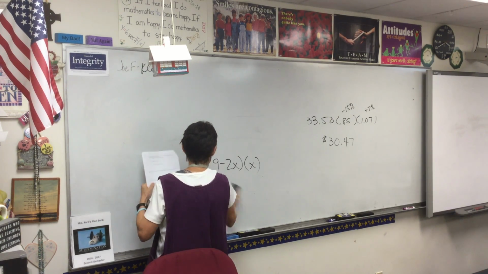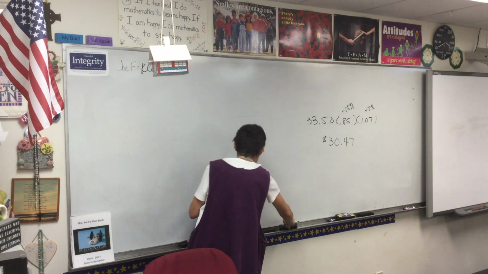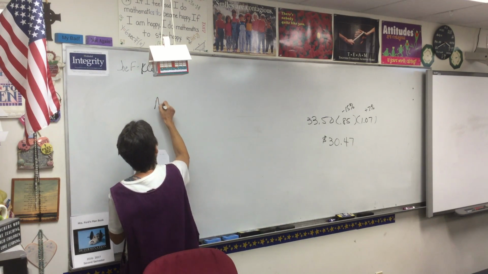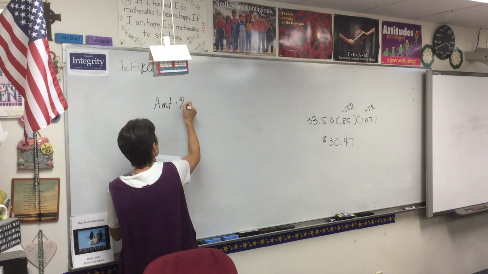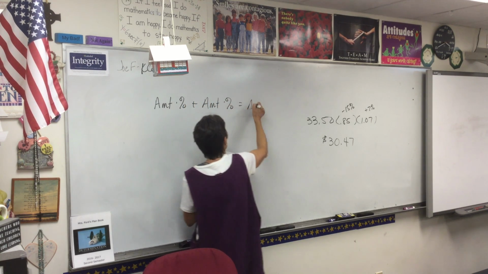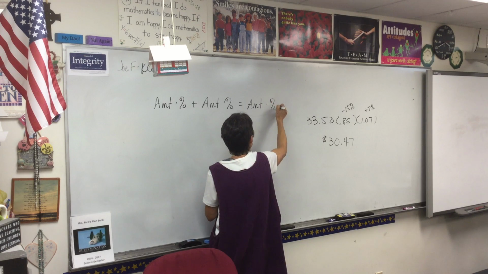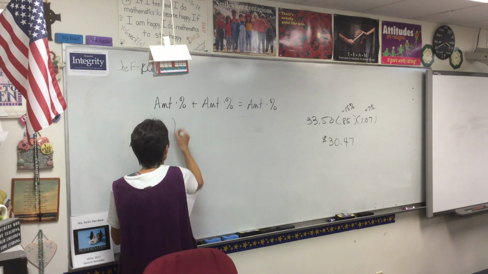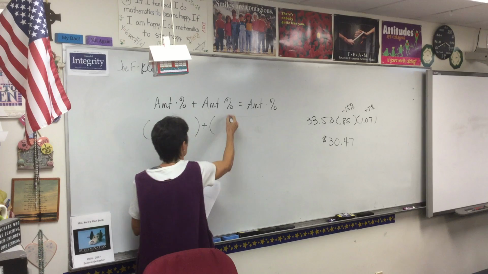All right, now we got another mixture problem. So let's see if you can figure this one out. Amount times percent plus amount times percent equals amount times percent. So there's 6 things.